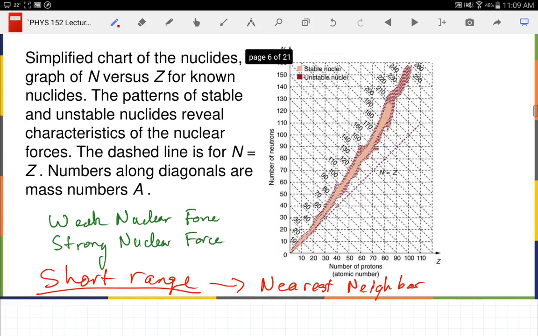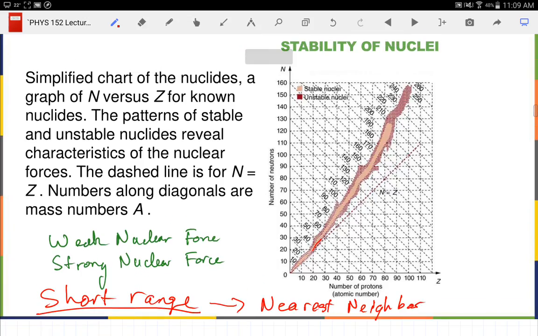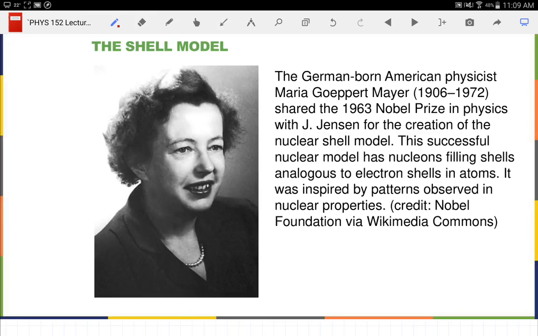So that's the explanation for why they don't just fall on this nice simple line like it seems they start out with. So a little history here. Maria Goeppert Mayer. Now, Maria Goeppert Mayer is a classic physics story of misogyny.